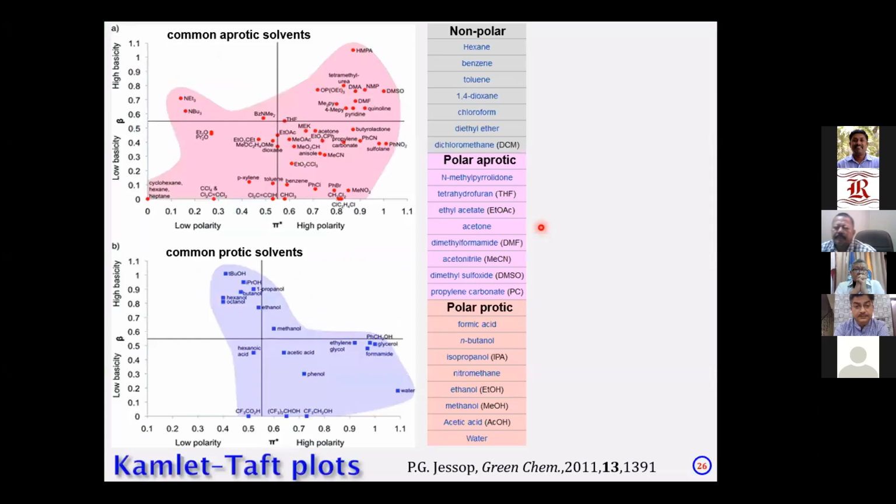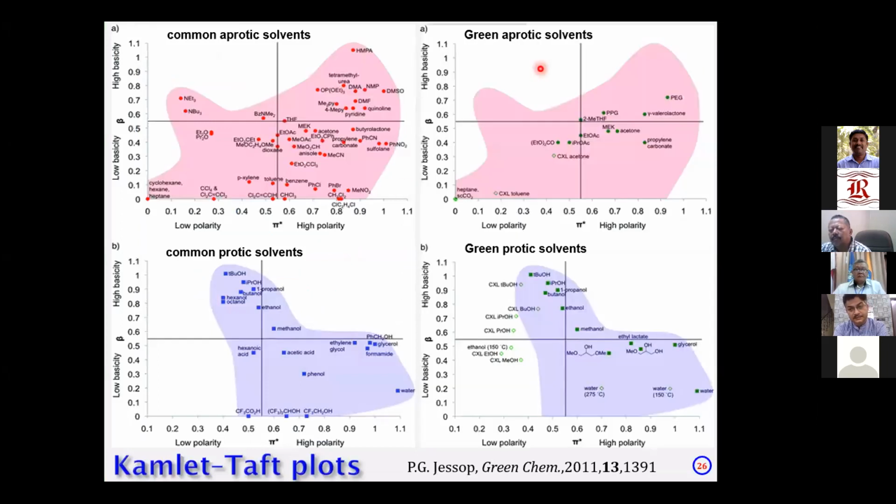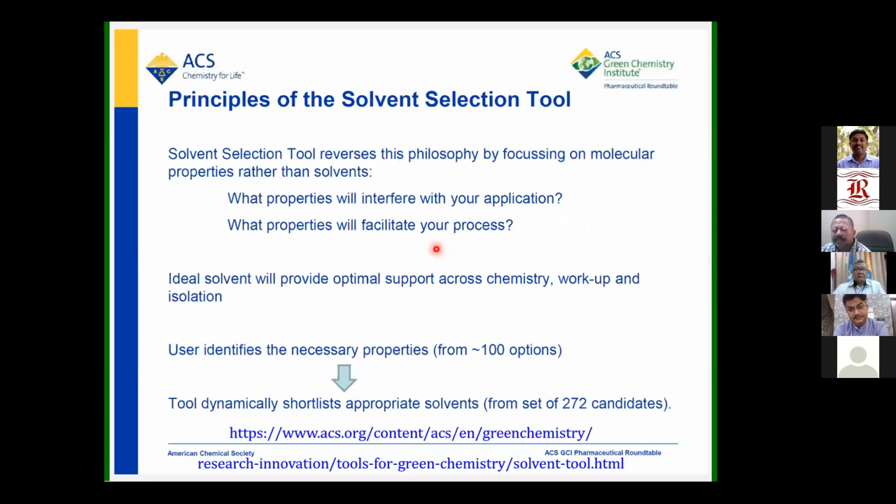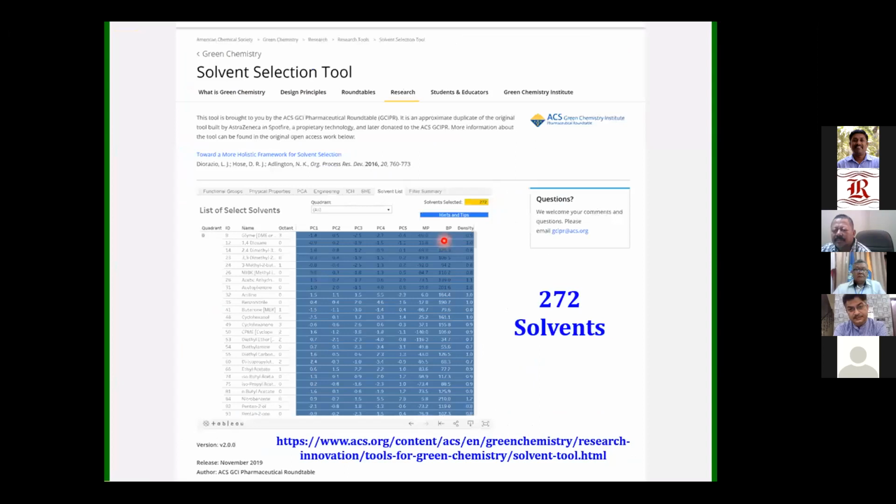This region of low polarity with high basicity of aprotic solvent, we don't have any. We can ask the industry to replace them with benign solvents. Well, the ACS Green Chemistry Institute website came up with the screening of 272 industrially important solvents with various input parameters, as I told you earlier, properties and so on.